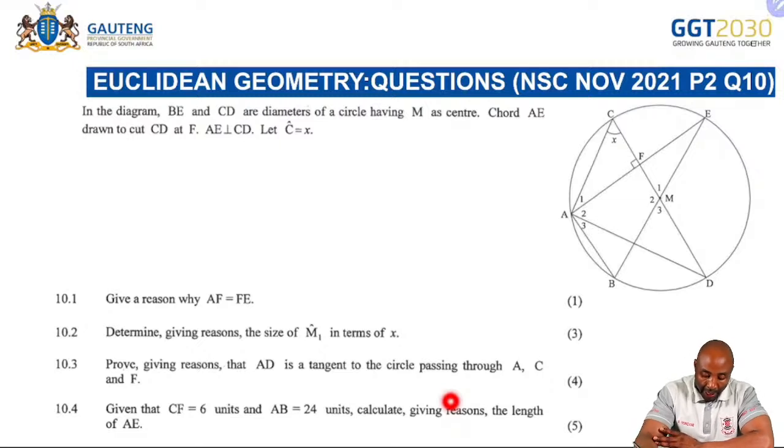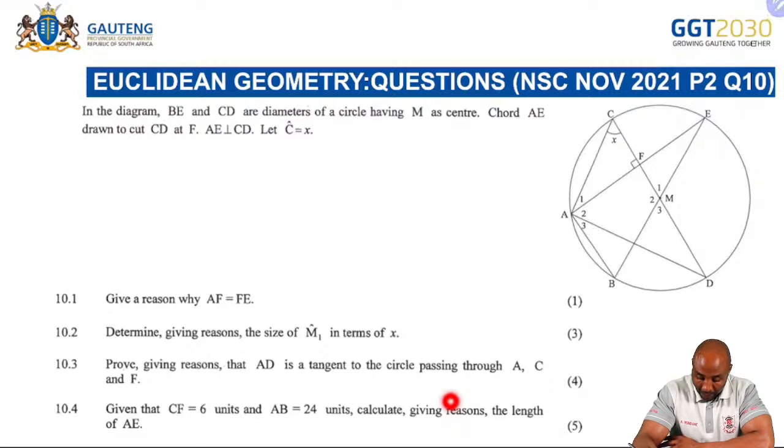So it says in the diagram, BE and CD are diameters of a circle having M as the center. Chord AE is drawn to cut CD at F. AE is perpendicular to CD. Let angle C be equal to X. The first question says, give a reason why AF is equal to FE.